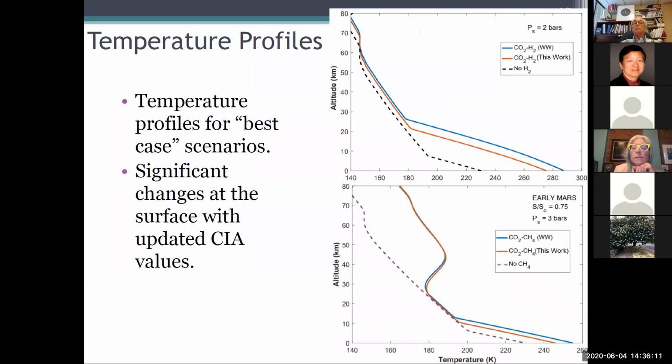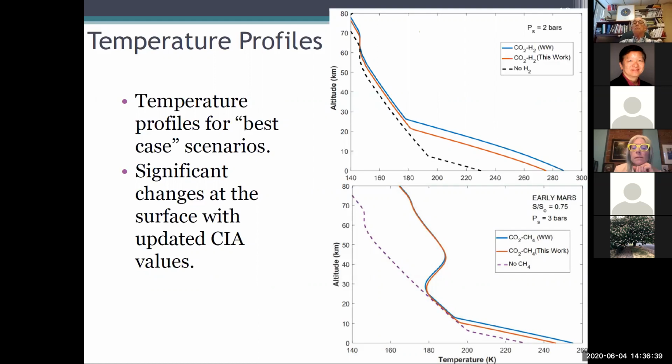So as a last thing, we looked at temperature profiles as a function of altitude. Again, comparing if we use the old CIA values with our newer ones. And what we see here is in the upper atmosphere, it doesn't change much which CIA values you use, but as you get down to the surface, things start to diverge and it becomes a significant effect using the correct CIA strength.